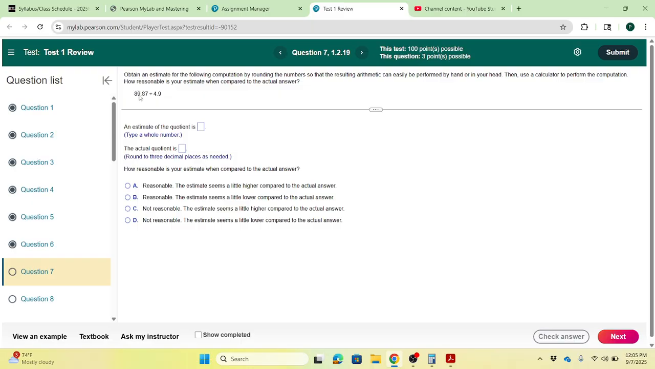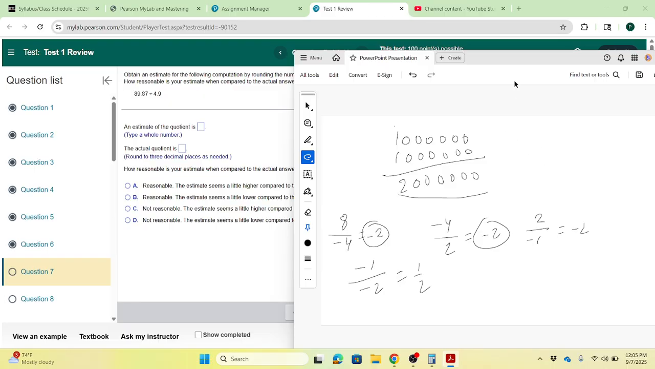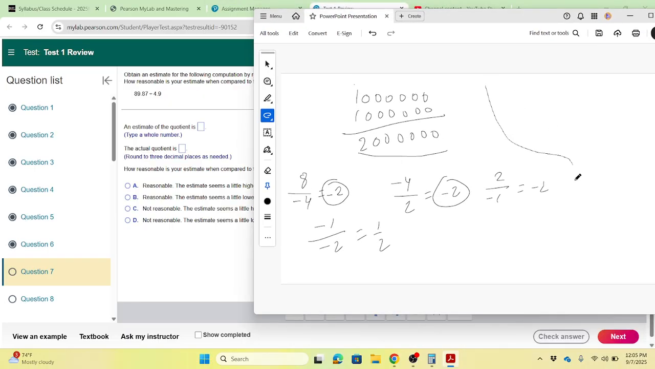Okay, divide 89.87 by 4.9. We would like to use the estimation. 89.87 is actually close to 90, right? So that's the estimation. And then 4.9 is close to 5. So our job is to just divide 90 by 5, which is 18. So the estimation is 18.